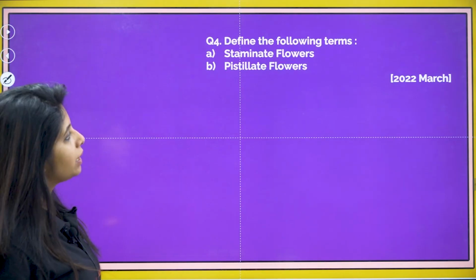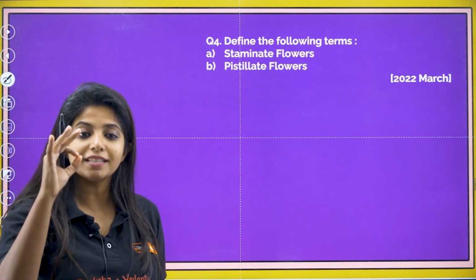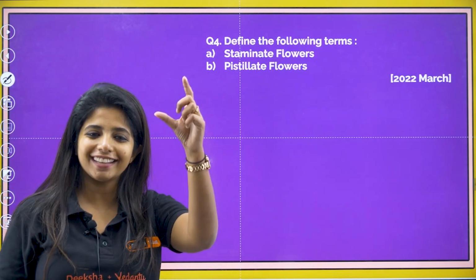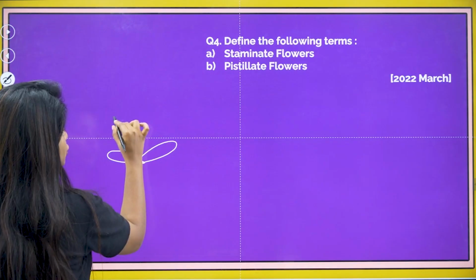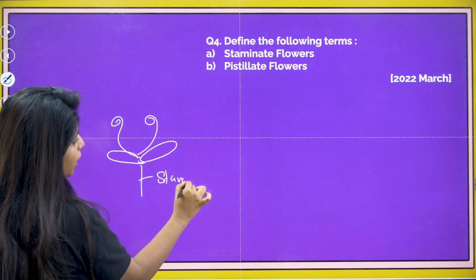Now define the following terms: staminate flowers and pistillate flowers. What is stamen? Stamen is the male reproductive part, which is also known as the androecium. It consists of the anther as well as the filament. So the flowers, okay, the flowers which just have the stamen, you call them as what? Staminate flowers.